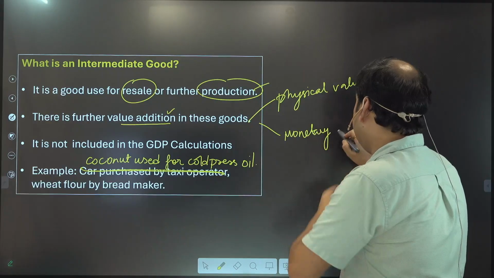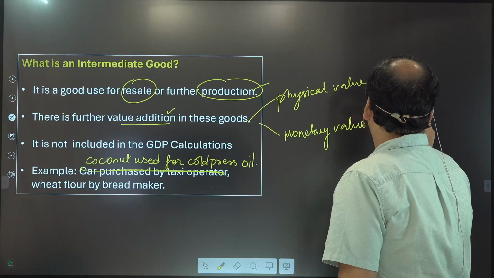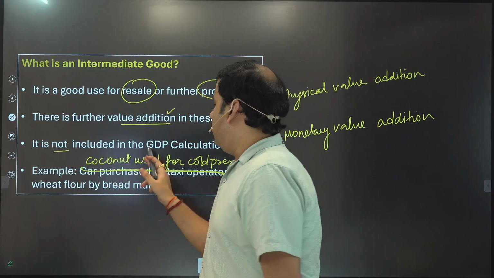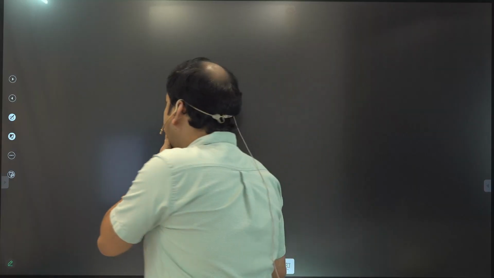Monetary, that is money related value addition. Perfect. It is not included in the GDP. Why? Chalo. Why has it not been included in the GDP? Let me tell you the reason.